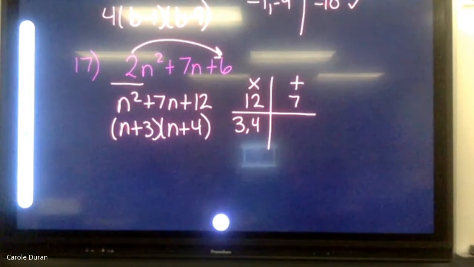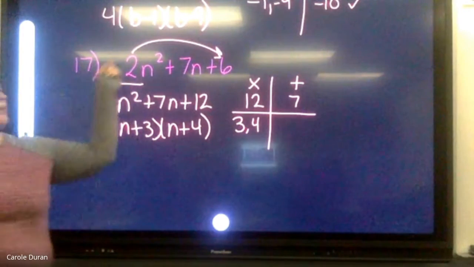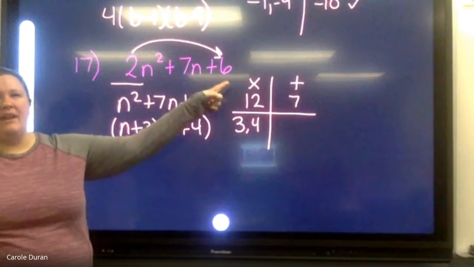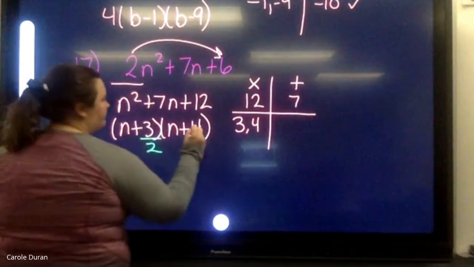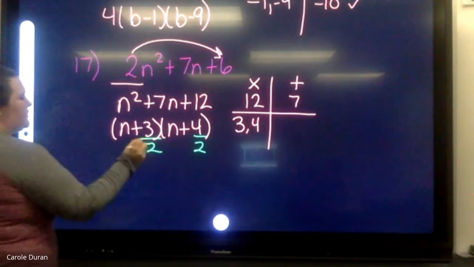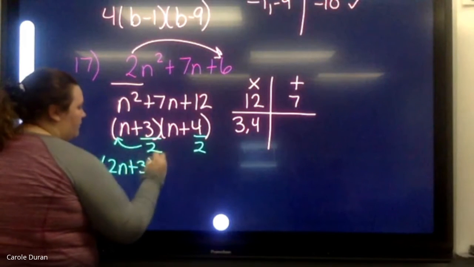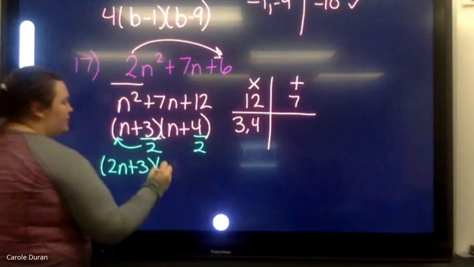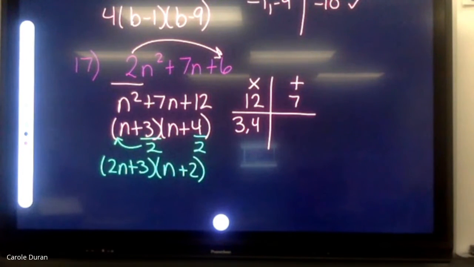I'm finished, right? No. We have to divide out the number that we rainbowed. Okay, so since I multiplied a 2 into that third term, I now have to divide a 2 out of both of my factors. 3 divided by 2 does not reduce into a whole number. So to make it look nicer, I just kick that 2 over with my n. So I get 2n plus 3. And then 4 divided by 2 is 2. So my factors are 2n plus 3 and n plus 2.